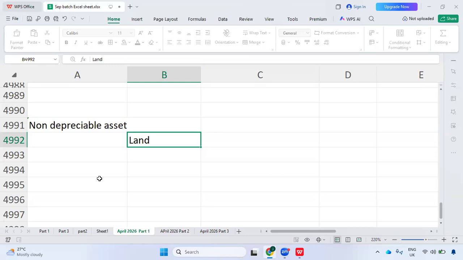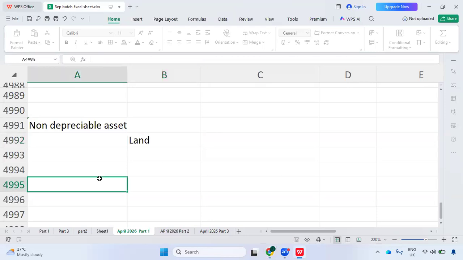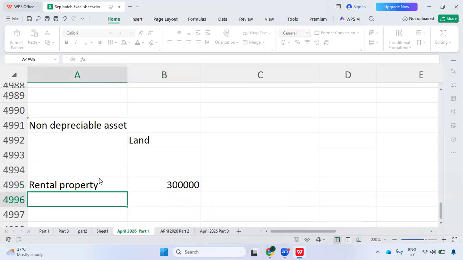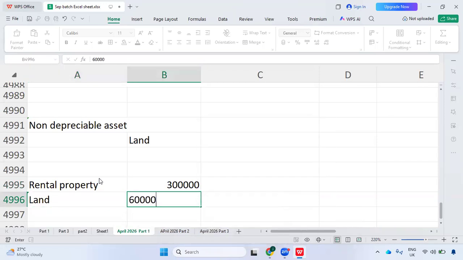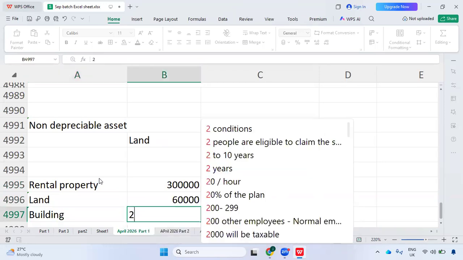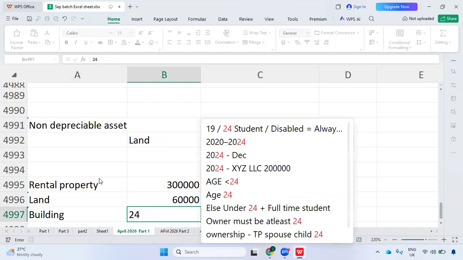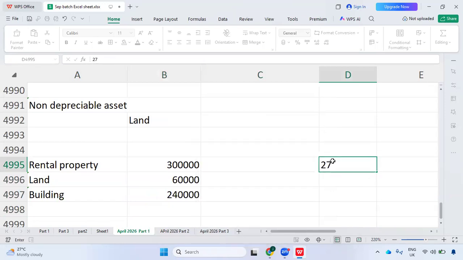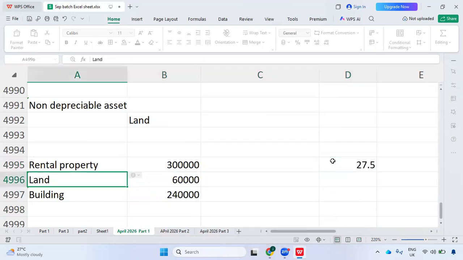Let's say there is a purchase price. So let's say a taxpayer purchased a rental property, and the taxpayer paid $300,000, which includes a land component of around $60,000 and a building value of $240,000. Now depreciation we have to claim year on year, right? So how much depreciation can we claim? Let's say the life of the property is 27.5 years.